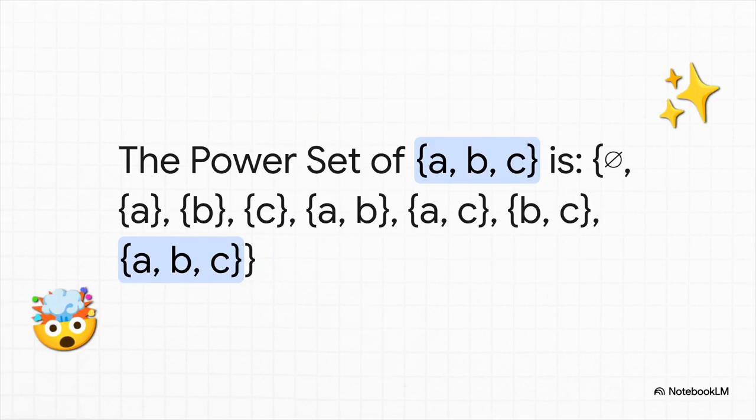So if our original little set is just A, B, C, its power set includes every single possible team you could form. You can have a team with nobody. That's the empty set. You can have each one by itself. You can have every possible pair. And of course, you can have the original team of all 3. This idea of finding all possible combinations is absolutely essential in fields like computer science and probability.